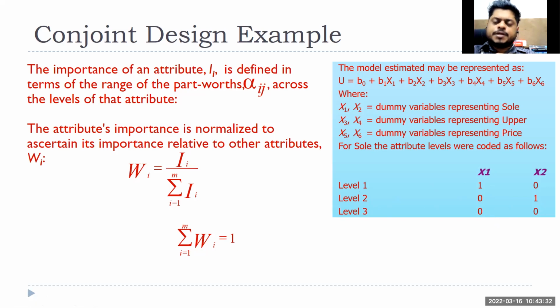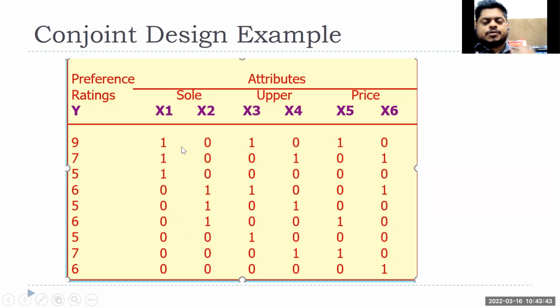The number of dummy variables you create is the number of labels minus 1. So to dummy code three labels, we are creating two dummy codes. It is exactly what we did for that Excel file. There are nine preference ratings for the product, and under each attribute there are different labels. We had three labels, but rather than showing three labels, we are showing two dummy codes, x1 and x2. Similarly, upper is x3 and x4, and price is x5 and x6.